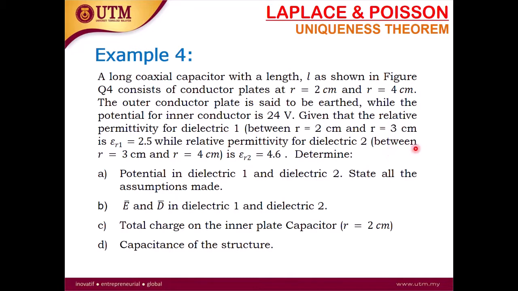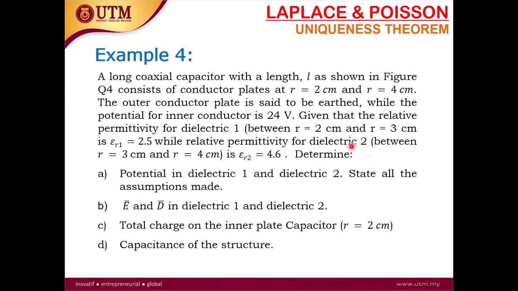Let's see example 4. A long coaxial capacitor with a length L, as shown in figure Q4, consists of conductor plates at R equal to 2 cm and R equal to 4 cm. The outer conductor plate is grounded, while the potential for the inner conductor is 24 volts. Given that the relative permittivity for dielectric 1, which is between R equal to 2 cm and 3 cm, is epsilon R1 equal to 2.5, while the relative permittivity for dielectric 2, which is between R equal to 3 cm and 4 cm, is epsilon R2 equal to 4.6.